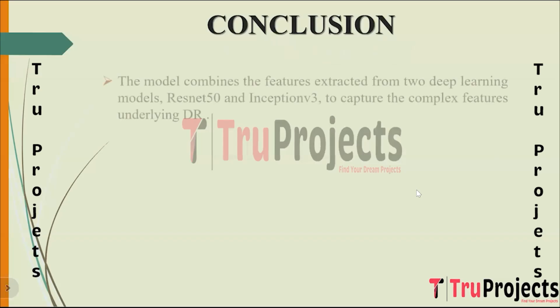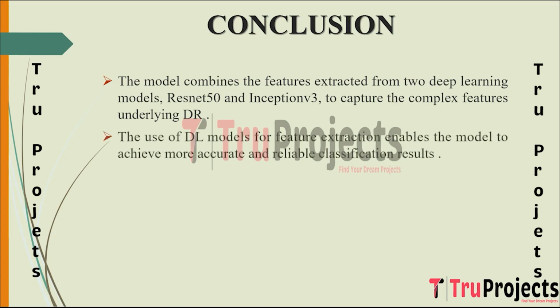The conclusion of the project is ResNet 50 and Inception V3 are two powerful deep learning models renowned for their feature extraction capabilities. By merging features extracted from both models, the hybrid model can capture a wider range of intricate and nuanced features present in diabetic retinopathy images. This amalgamation enhances the model's capacity to comprehend the complexities inherent in diabetic retinopathy images, potentially improving its accuracy in classification.